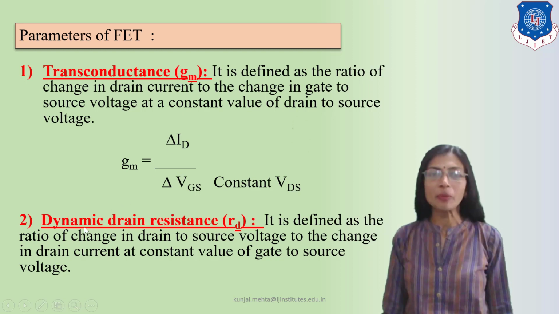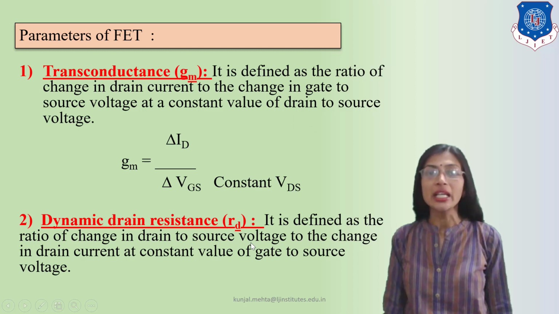Let me define the next parameter, that is the dynamic drain resistance, which is denoted by small rd. Drain resistance is defined as the ratio of change in drain to source voltage, that means VDS, to the change in drain current, that is ID, at a constant value of gate to source voltage. By keeping constant the value of which voltage? Gate to source voltage, that means VGS.